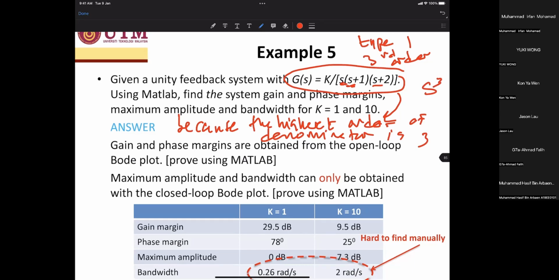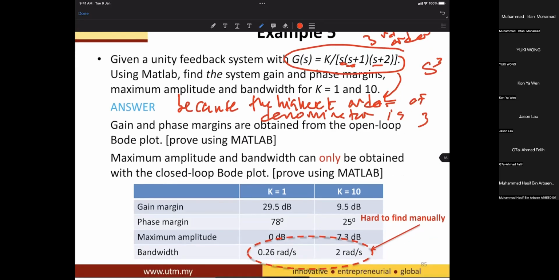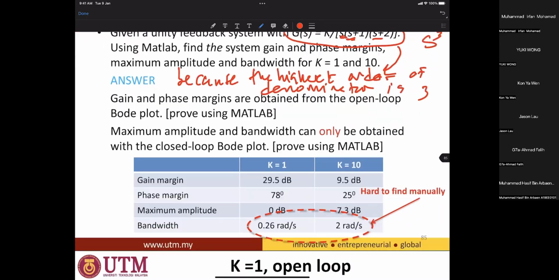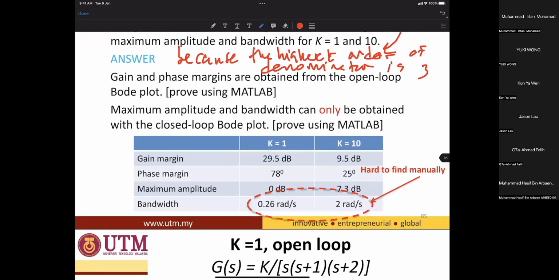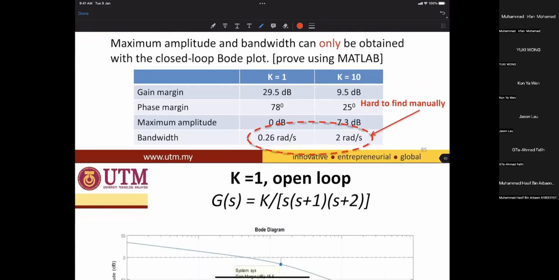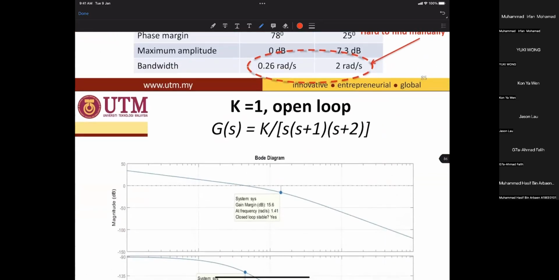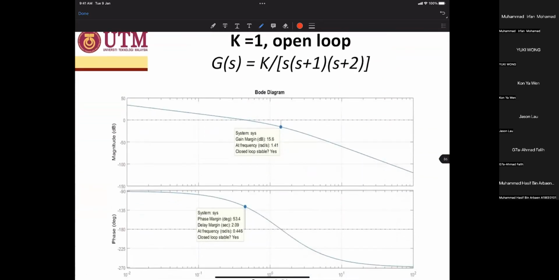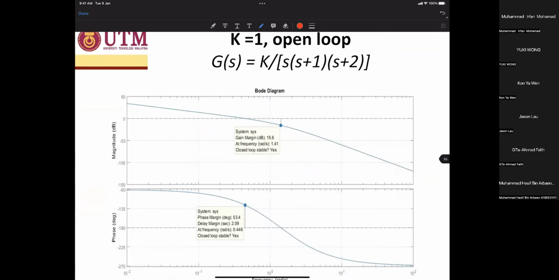So, find the system gain margin and phase margin, maximum amplitude and bandwidth for K equal to 1 and K equal to 10. Okay, and then we do it like this, a table. K equal to 1, open loop. So gain margin 15.6 and phase margin is 53.4. Positive values, system stable.